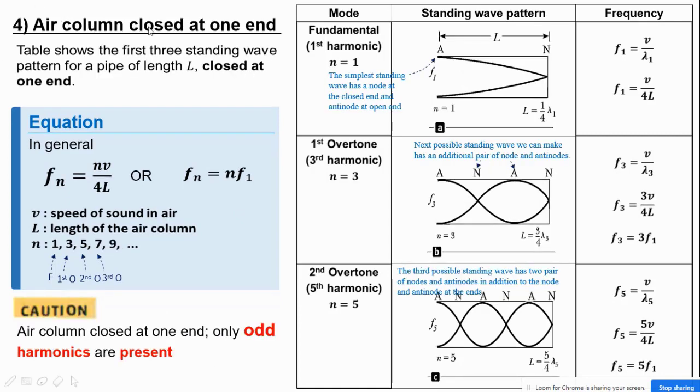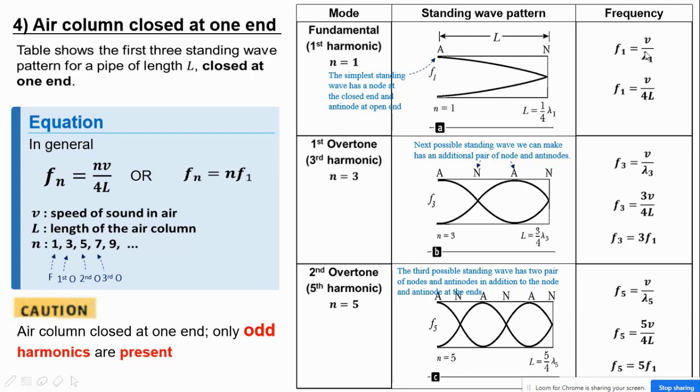Next, we have the air column closed at one end, which we call the closed pipe or closed tube. This table shows the first three standing wave patterns for a pipe of length L, closed at one end. First, we have the fundamental mode, first harmonic, n equal to 1. The standing wave pattern is as shown. The simplest standing wave has a node at the closed end and an antinode at the open end. So we have an antinode here and a node here. And this is the total length of the tube, equivalent to 1/4 λ1.